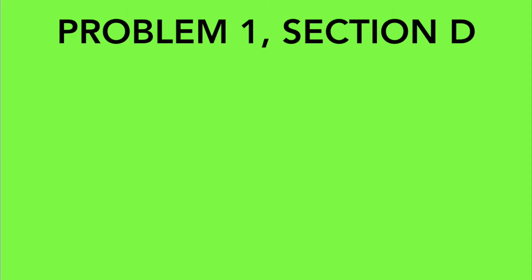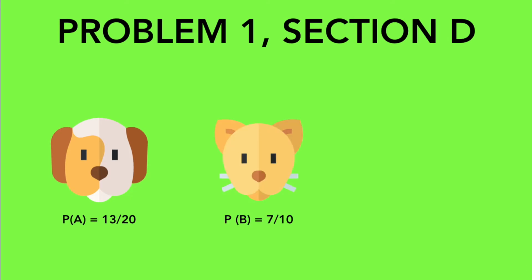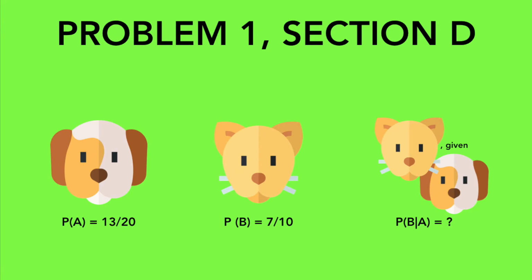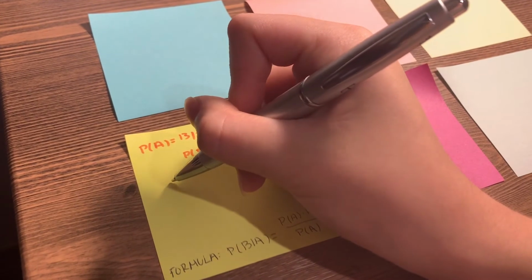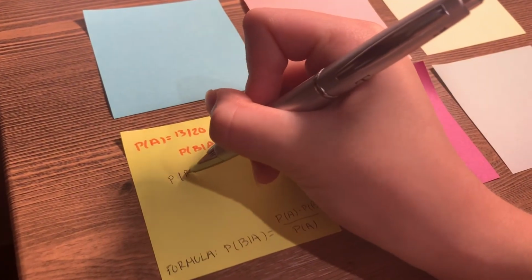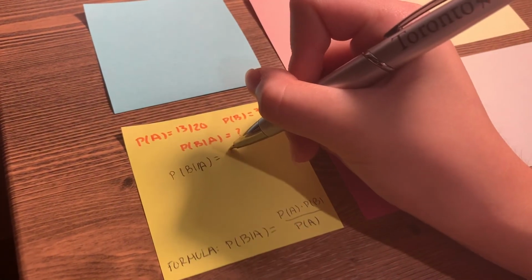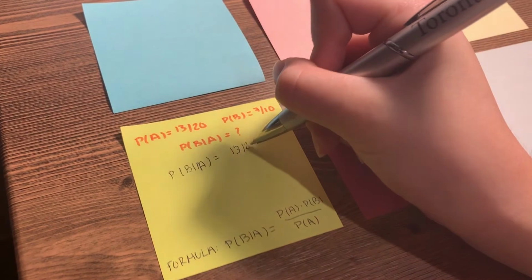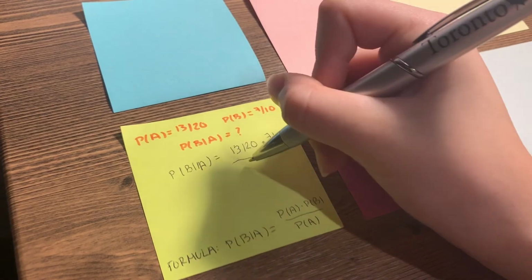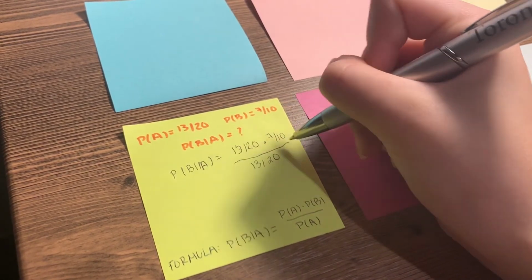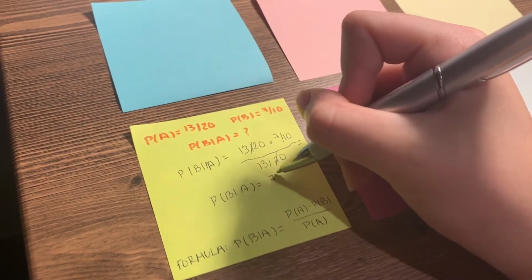For problem 1, section D, we have the probability of a person owning a dog and the probability of a person owning a cat. We want to find the probability of a person owning a cat given he owns a dog. For section D, we must find the probability of B given A. We know the probability of A is 13 over 20 and the probability of B is 7 over 10. Therefore, using the formula for conditional probability, we multiply 13 over 20 times 7 over 10 and then divide by the total 13 over 20. As a result, we get 7 over 10 as the probability of B given A.